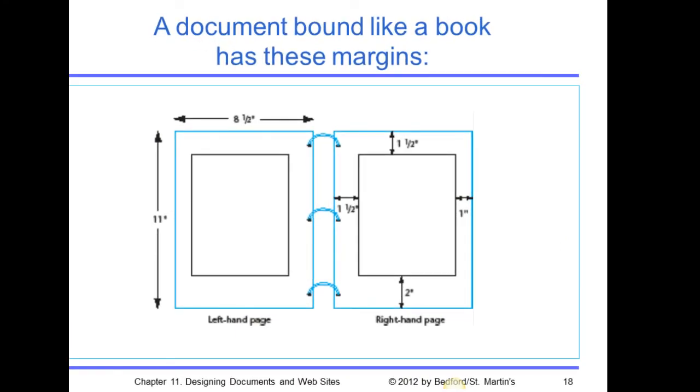A document bound like a book has the following margins. You can see how the right page and the left page are going to be different.